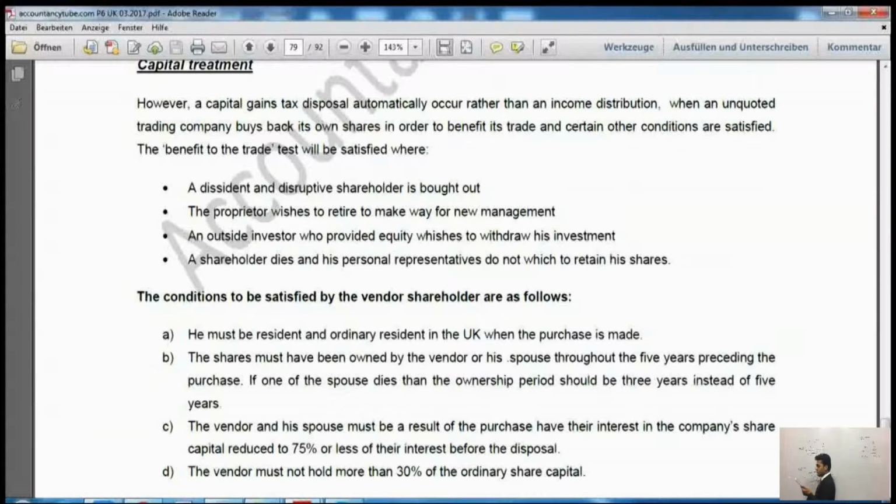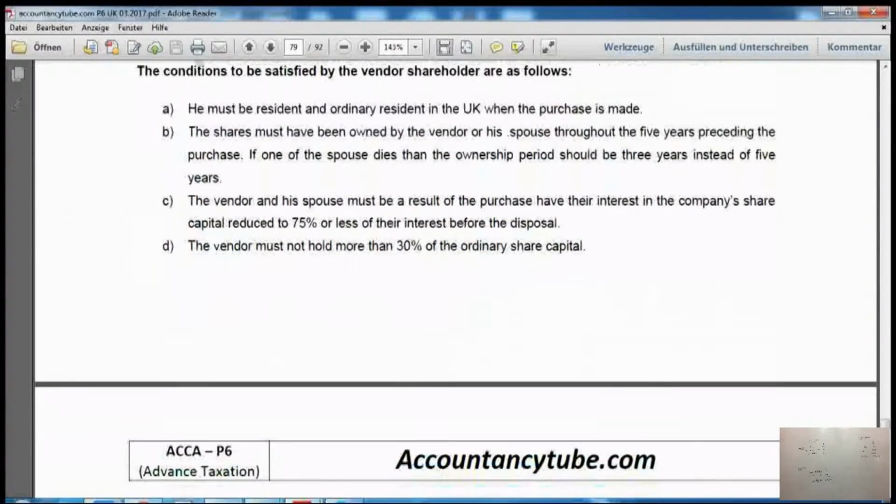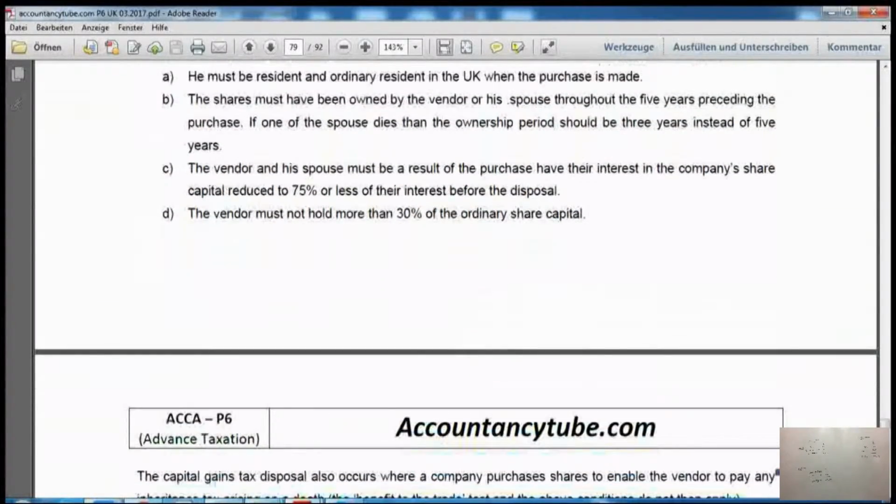All right, now the conditions to be satisfied by the vendor shareholder are as follows. These are the conditions that must be satisfied by the shareholder who holds the shares in the company. Please read carefully. The first one is that he must be resident and ordinarily resident in the UK when the purchase is made.